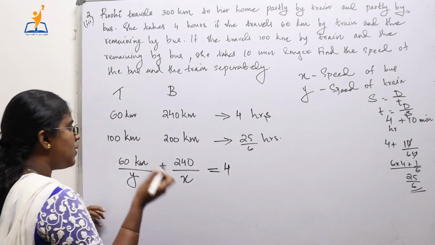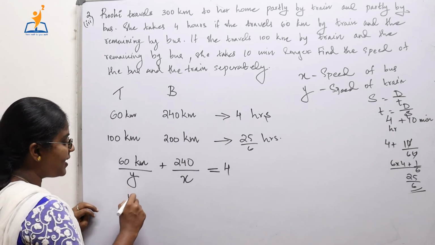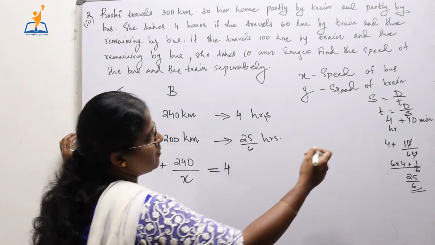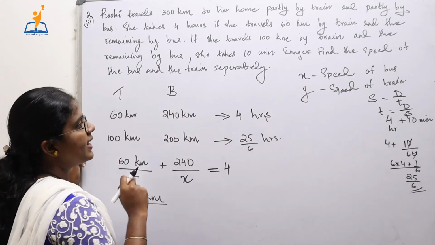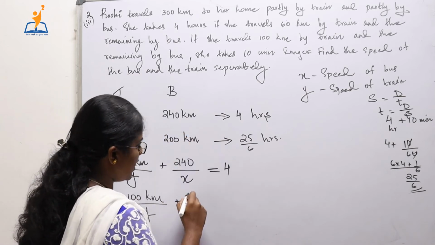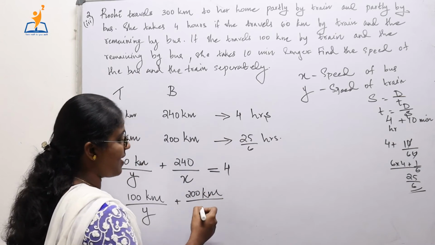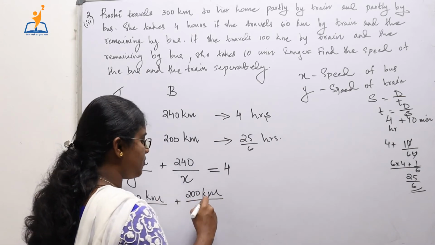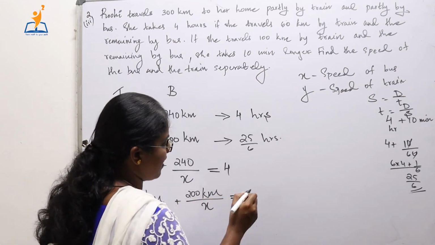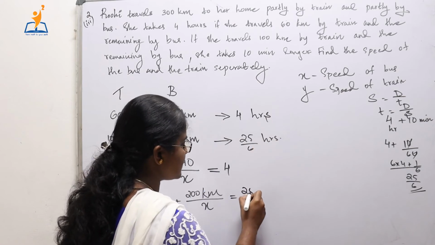Now again in the second case, she has traveled 100 kilometers by train. Distance by speed is time, and the speed for train is y, so 100 by y plus 200 kilometers, the distance traveled by bus, and the speed of the bus is x. So 200 by x is the time taken to travel by bus. So in total she has traveled 25 by 6 hours.